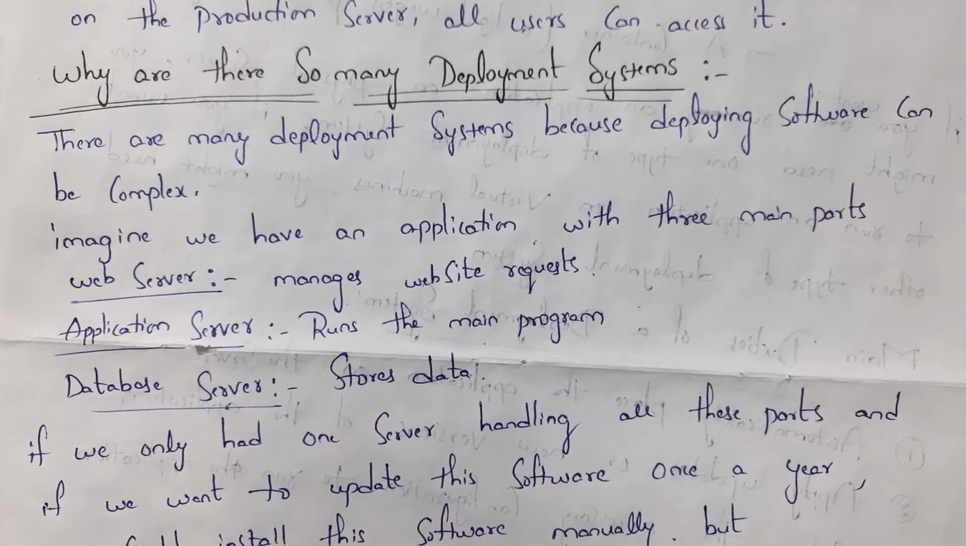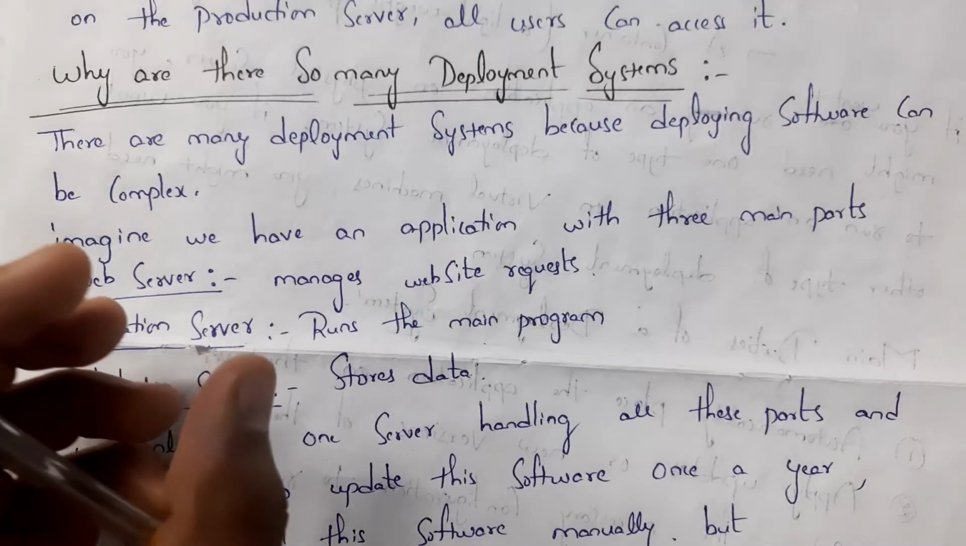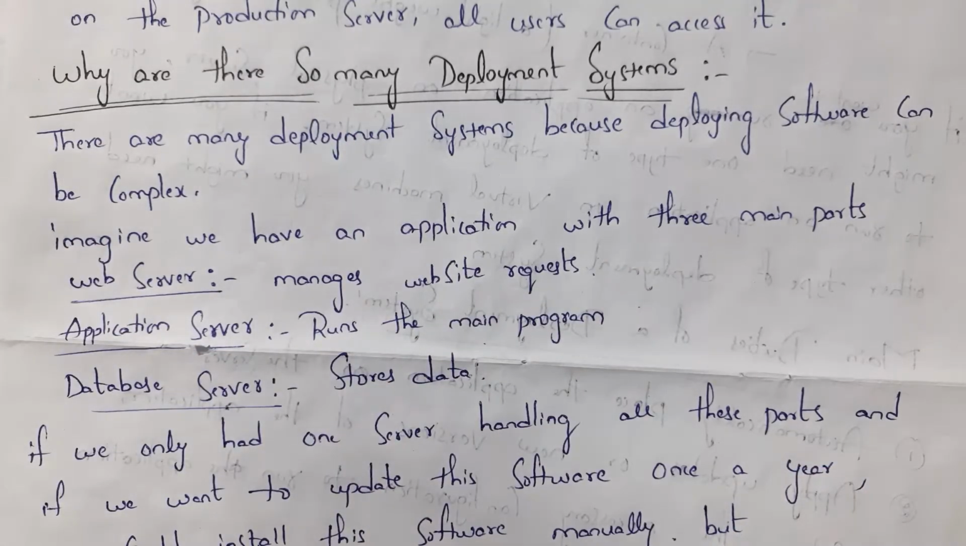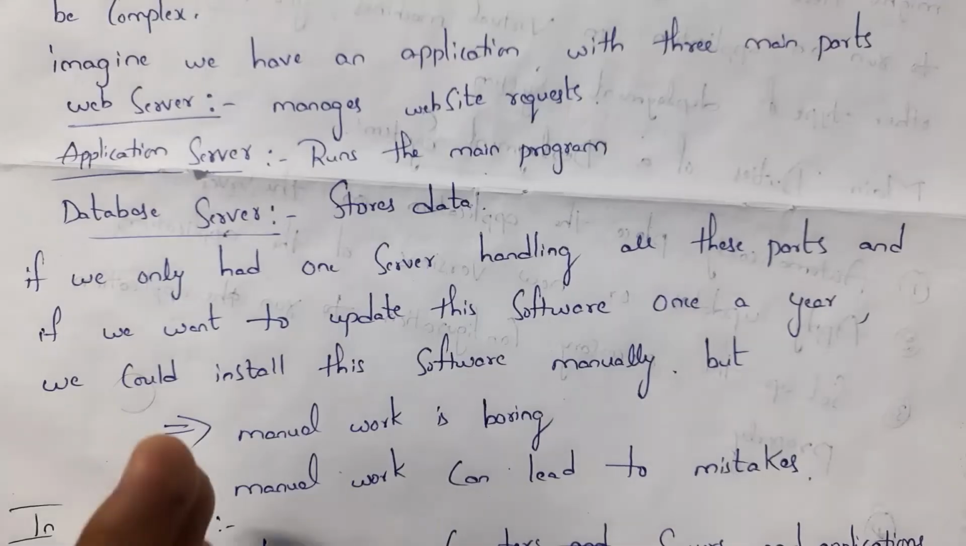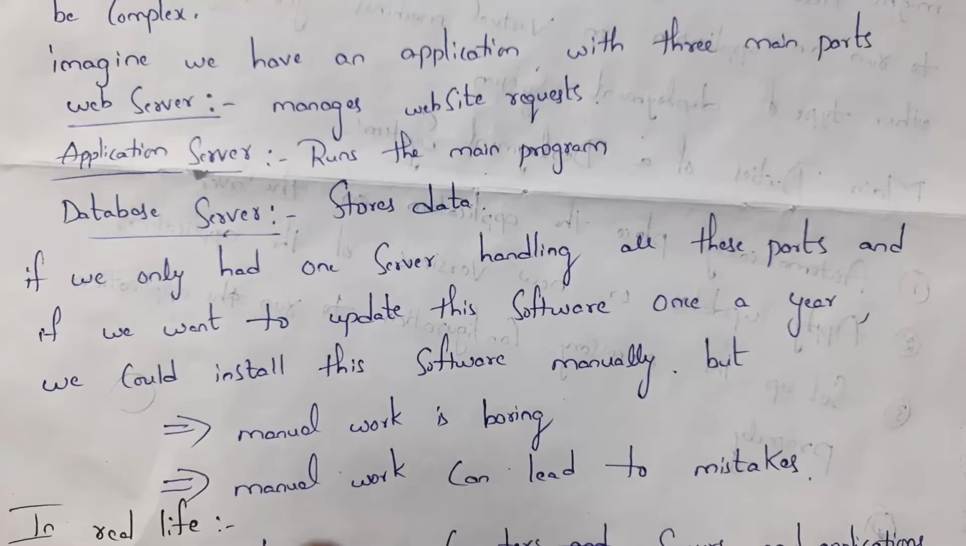And whatever software I created, I want to update it only once in a year. So as there is only one single server to manage all these operations, and I want to update software only once in a year, placing our software manually on server is easy. But still we don't place our software manually on server because manual work is boring and manual work can lead to mistakes. So we use deployment systems in order to place our software automatically on server.